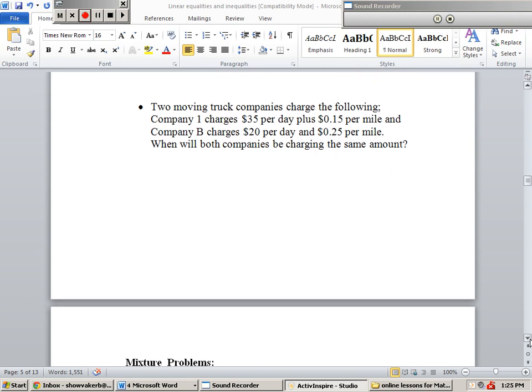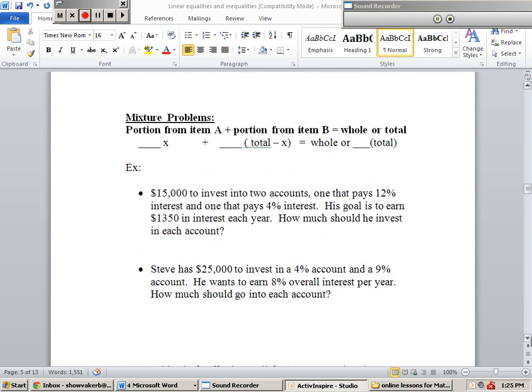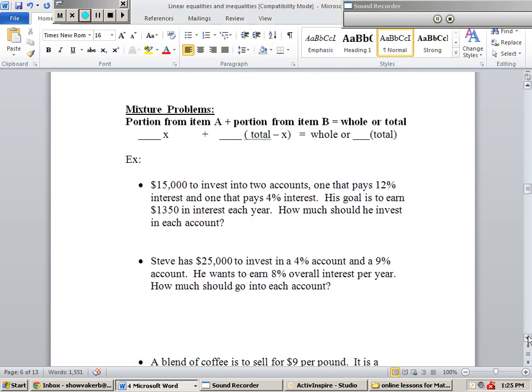Okay, mixture problems. Mixture problems seem to be hard for people, so I have the formula on your formula sheet. A mixture problem: you take the portion from item A plus the portion from item B equals the whole or the total. So I have the portion of x plus the portion of the total amount minus x equals the whole. Okay, so let's see how we can put that to use on these problems.